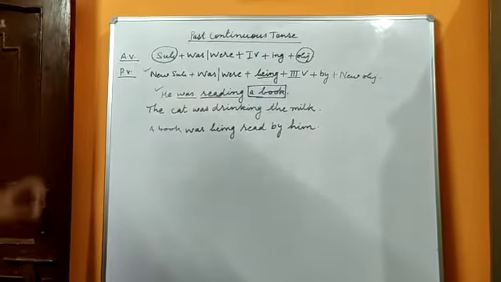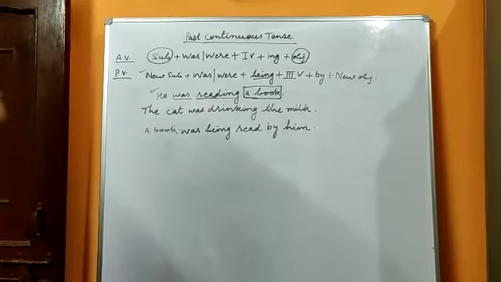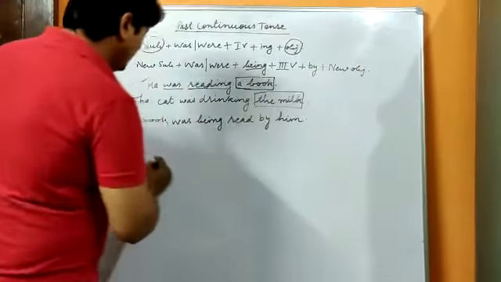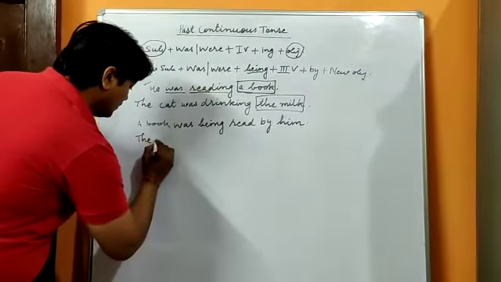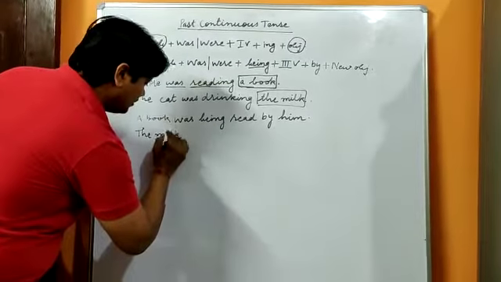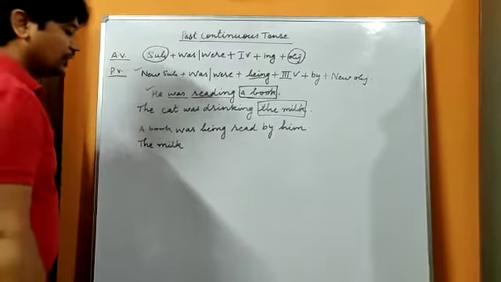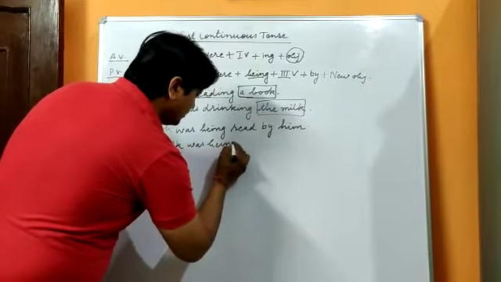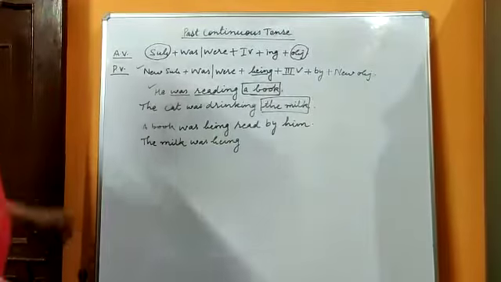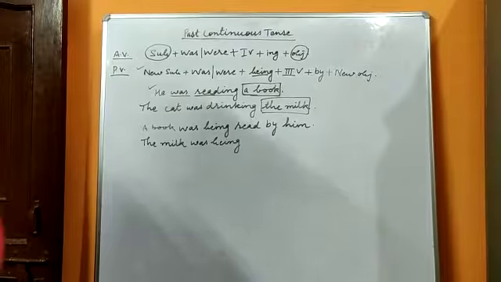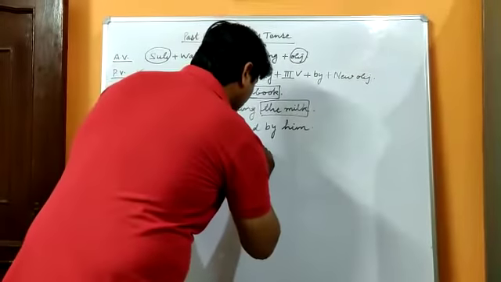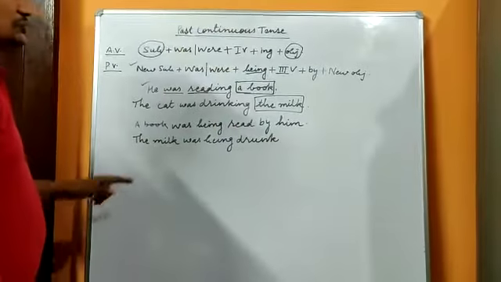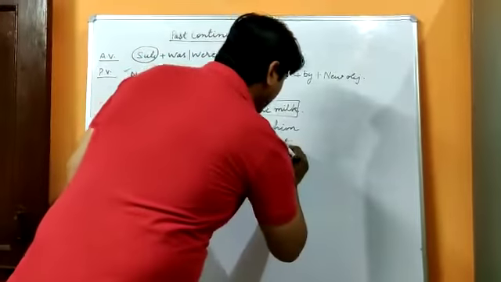Next is, the cat was drinking the milk. What is the object? The milk. This will become the subject. The milk. Now, according to milk, we are to use helping verb was, then being. The milk was being, third form of drink, drank, drunk. The milk was being drunk by the cat.